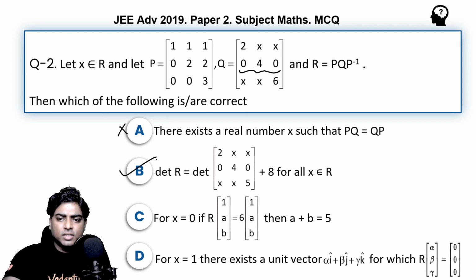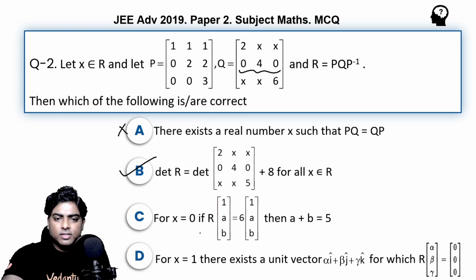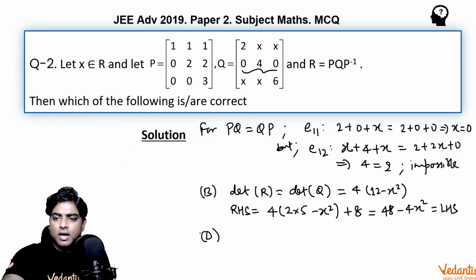Option C and option D. We'll first check option D, then we'll go to option C. Option D says, for x equal to 1 there exists a unit vector alpha i plus beta j plus gamma k for which R into the column matrix alpha beta gamma is equal to 0 0 0. Okay, R is PQP inverse, and P and Q are given.